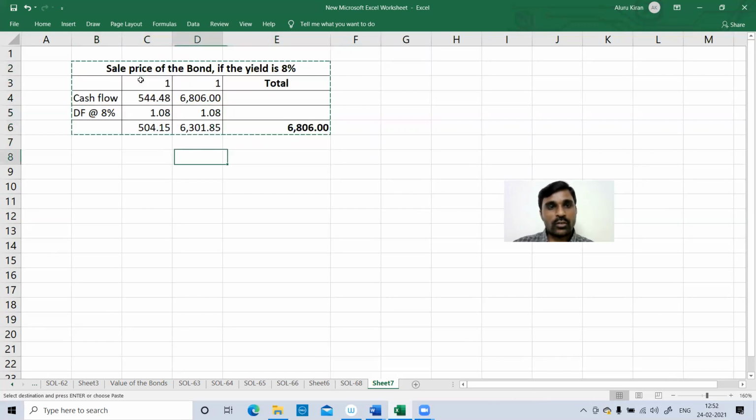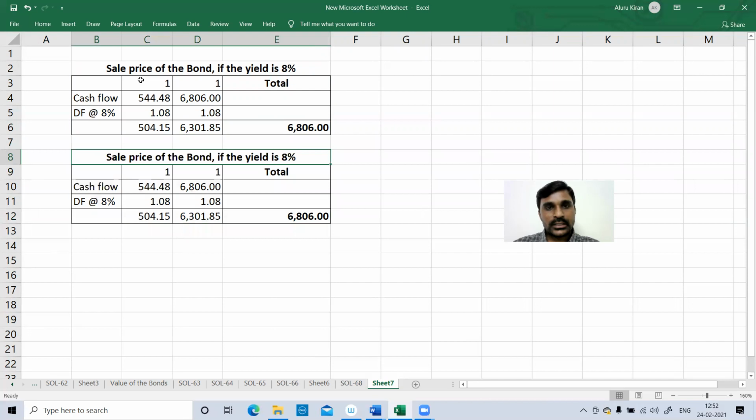So you can take a note of this also. Yield is 8%, yield is 6%. How will you get it if the yield is 6%? The discount factor will be 1.06. You will get 6,934.42.